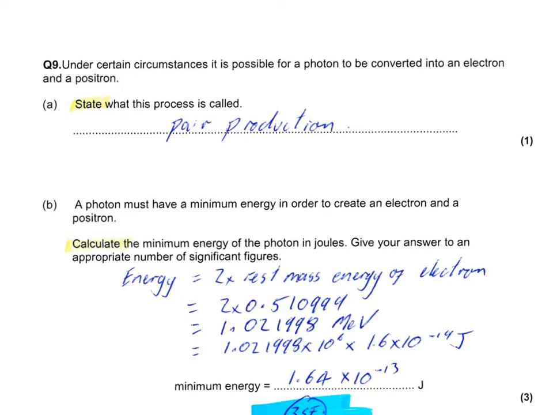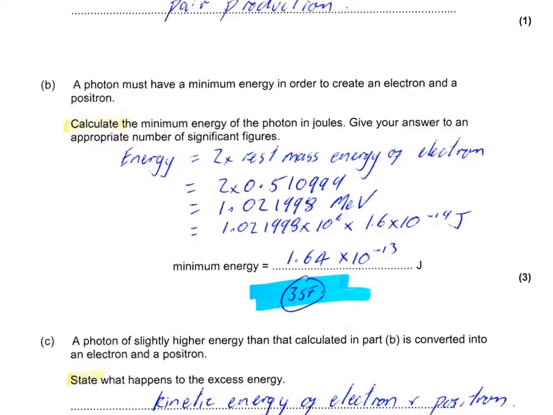So this is the Particles Homework Booklet question 9, and it starts off by asking us, under certain circumstances it's possible for a photon to be converted into an electron and a positron. State what the process is called. So that's just use the name pair production.